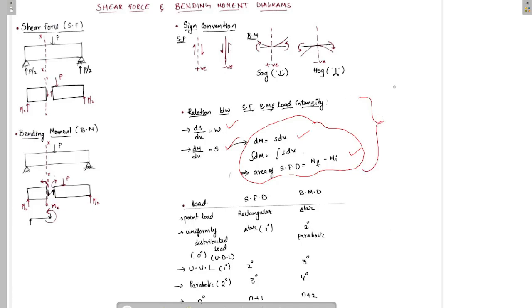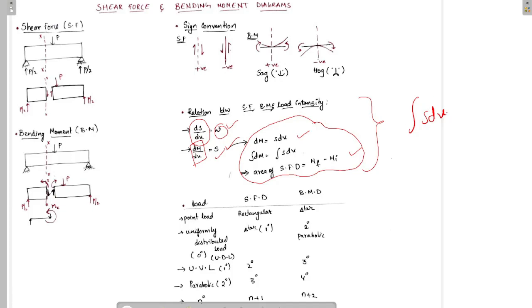Now let's see this. According to this, the slope of shear force diagram gives the intensity of load. The slope of bending moment diagram gives shear force. Okay, and if we consider this, we know that integral of S dx is nothing but the area under the shear force diagram. That means if we are given the shear force diagram of a particular beam, and we are supposed to find the bending moment at a particular section, we can calculate it by using this.